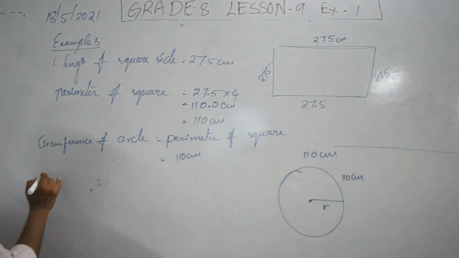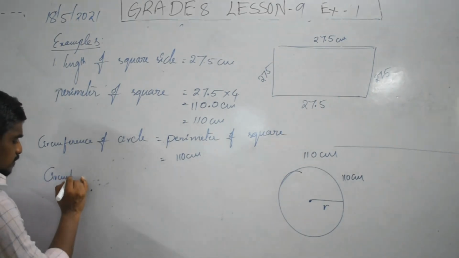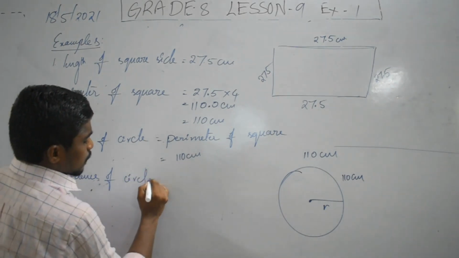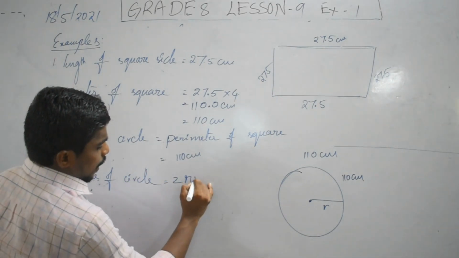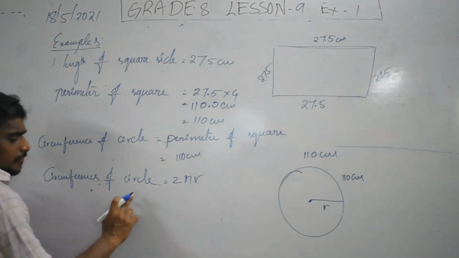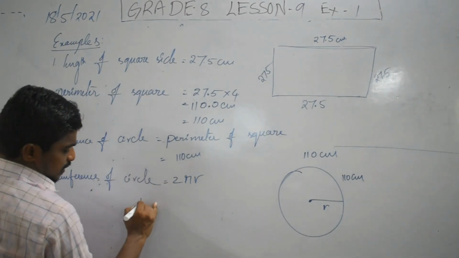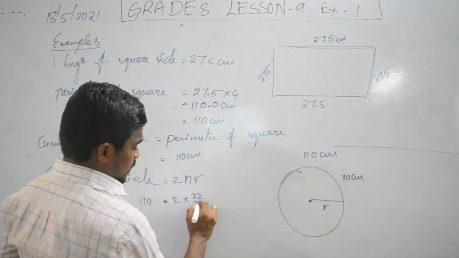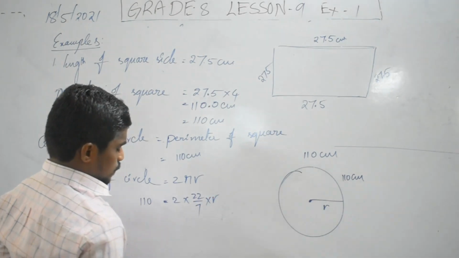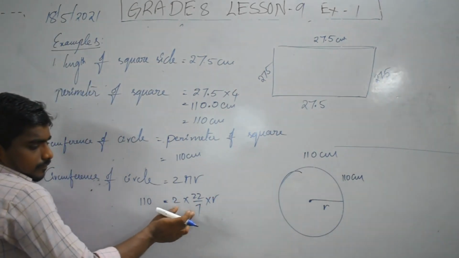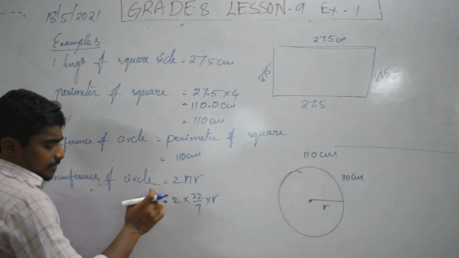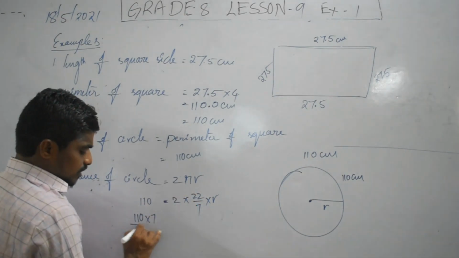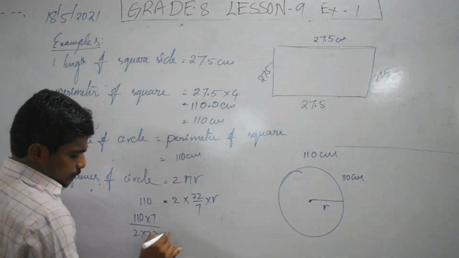Now circumference of circle is 2 pi r. Here see, the circumference of the circle, how much is given? 110. Now 2 pi value we know, 22 by 7. R value we don't know. Now these 7 moving this side, 110 times 7, 22 moving this side, 2 by 22.